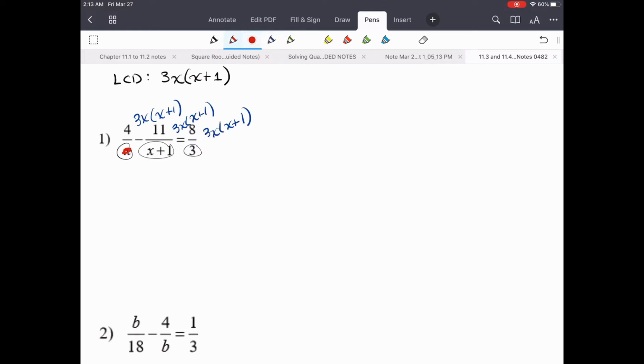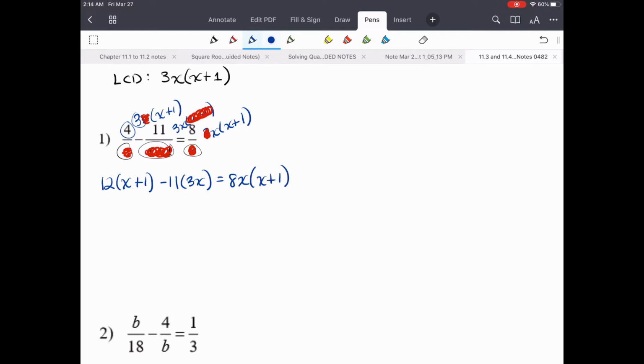Okay, so this x right here cancels with that x, and we're left with 4 and 3, which makes 12. So I've got 12 times (x plus 1). This x plus 1 cancels with this x plus 1, and what's left for that one is negative 11 times 3x. And then this 3 cancels with that 3, and we're left with 8 times x times (x plus 1).